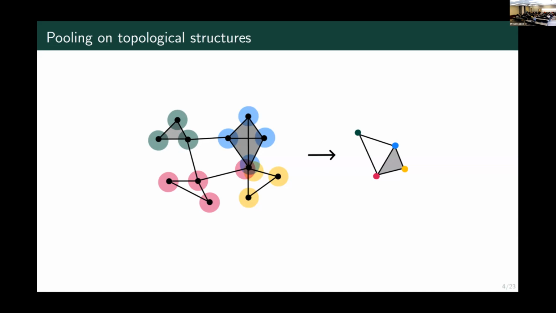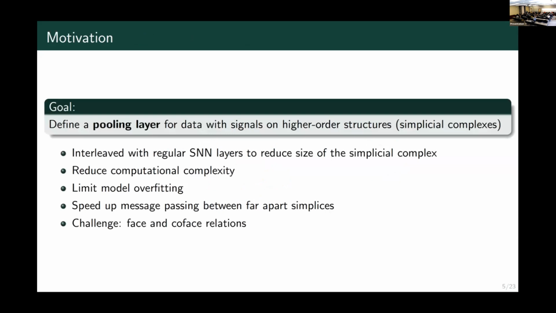So this is the main problem we're aiming to tackle. We are trying to define a pooling layer for data that has signals on higher order structures, so beyond just vertices and edges. And these pooling layers can be interleaved between standard neural network layers, of course, simplicial neural networks specifically. Primarily, this serves to reduce the size of the simplicial complex, which of course reduces the computational complexity. This also has a couple of purposes that are the same as for graph pooling layers, which is to limit overfitting in your model. So the neural network model tends to overfit, and pooling layers in graph neural networks can help mitigate that. They also help to speed up message passing between simplices that happen to be far apart on your complex. So we'll see that in an example later on.